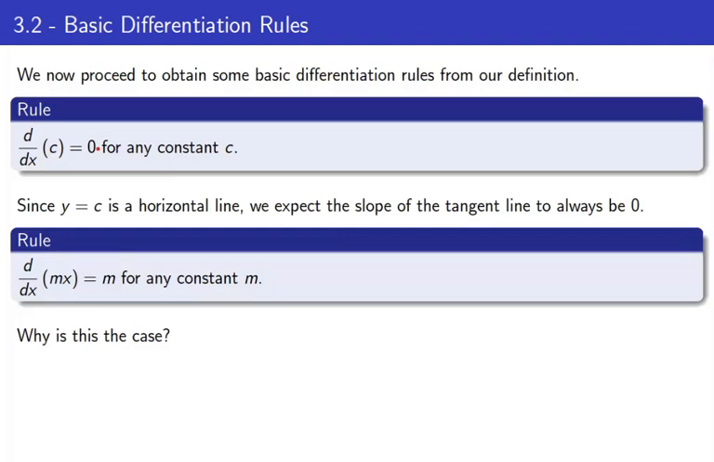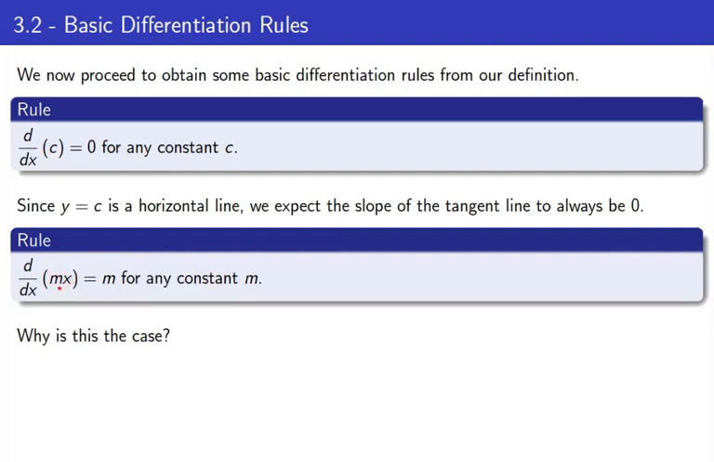Now, we can justify this without really using the definition, although the definition would work also. Remember that the line y equals a constant is just a horizontal line. And if you know anything about horizontal lines, you should know their slope is 0. If the slope of a horizontal line is 0, then the constant function has slope 0, and thus its derivative is 0.